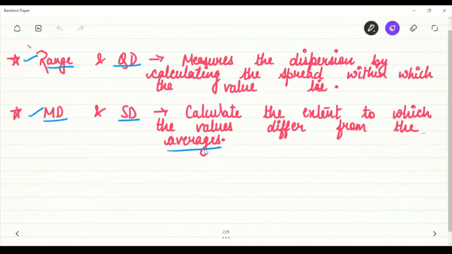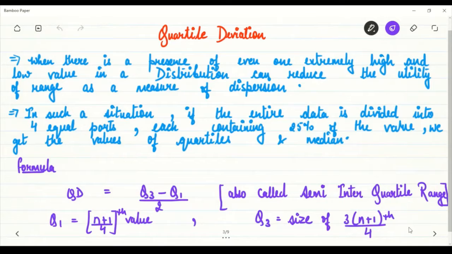And for the mean deviation and standard deviation, we studied that they calculate the extent to which the values differ from the averages. We have solved certain questions of range and discussed the formula to calculate dispersion from range. In this video, we are going to discuss quartile deviation and certain questions based on the quartile deviation formula. So let us start quartile deviation.